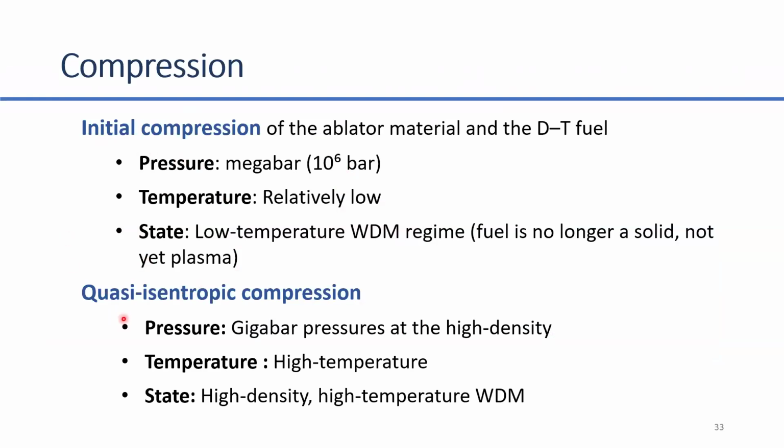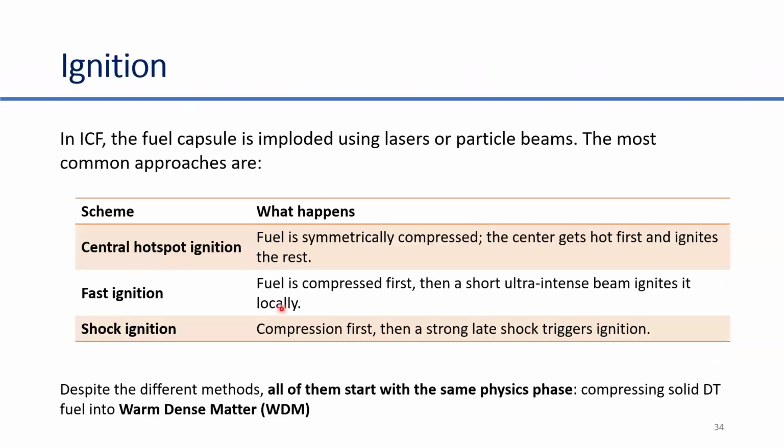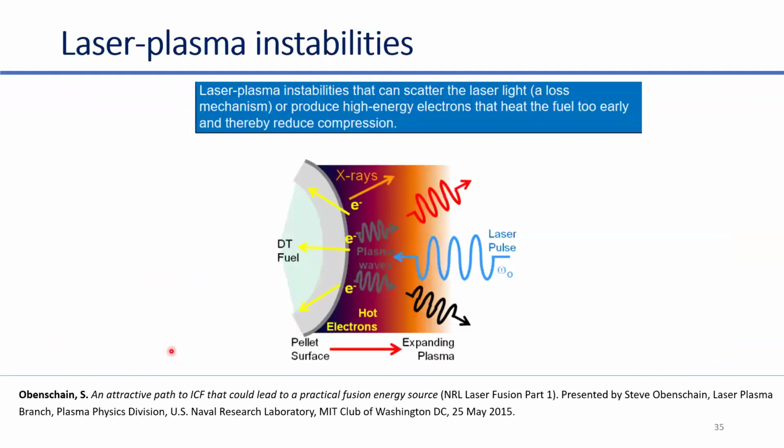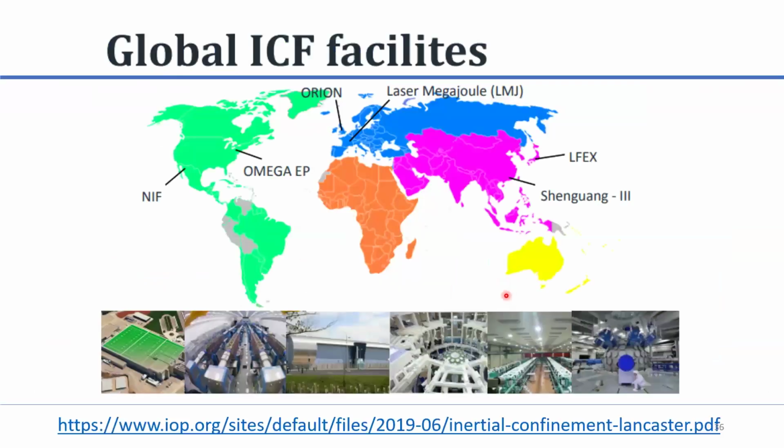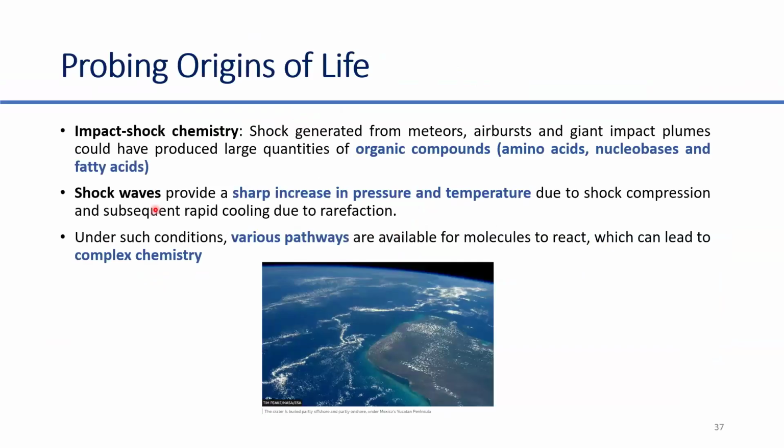As I said, there are different phases for this. There is an initial compression, then an isotropic compression, and there are different types of ignition, like shock ignition. And this is one of the research areas where the laser-plasma instabilities are studied. These are the inertial confinement facilities around the world where the studies are going on, prominently the NIF.